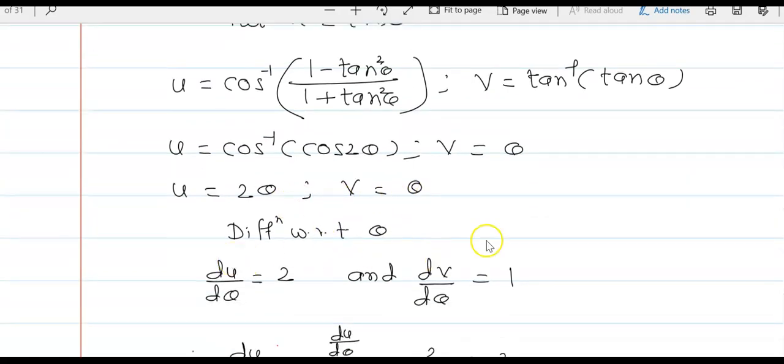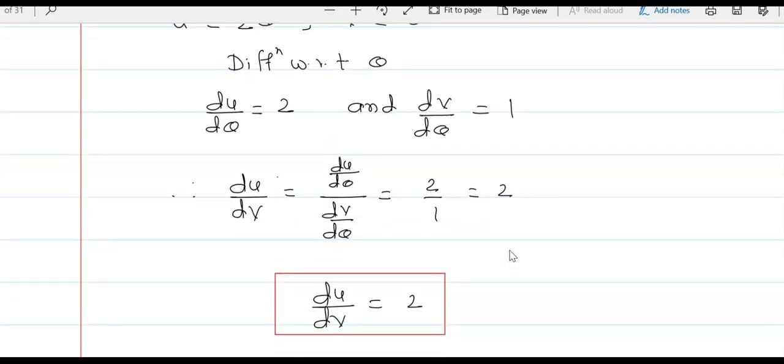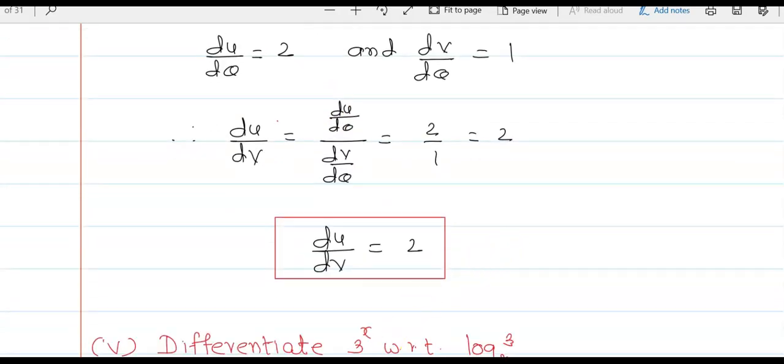Differentiate this with respect to theta. du upon d theta is 2 and dv upon d theta is 1. Therefore, du upon dv is equal to (du upon d theta) upon (dv upon d theta). That is 2 upon 1. That is du upon dv, which is equal to 2.